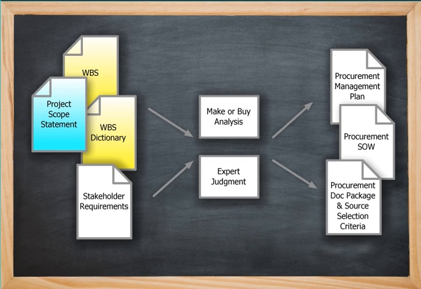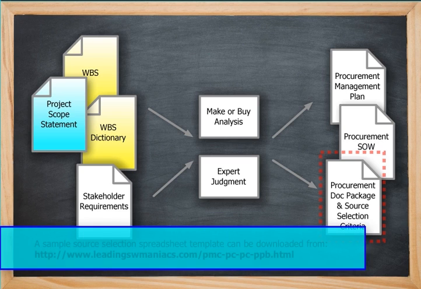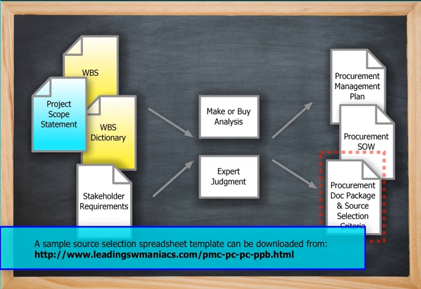Don't be surprised if you're leading an agile project that the procurement statement of work will probably be adjusted along the way. Finally, there's the procurement document package and source selection to make sure that every potential seller gets the same fair treatment and that the selection criteria as to who the winner will be chosen is absolutely clear.